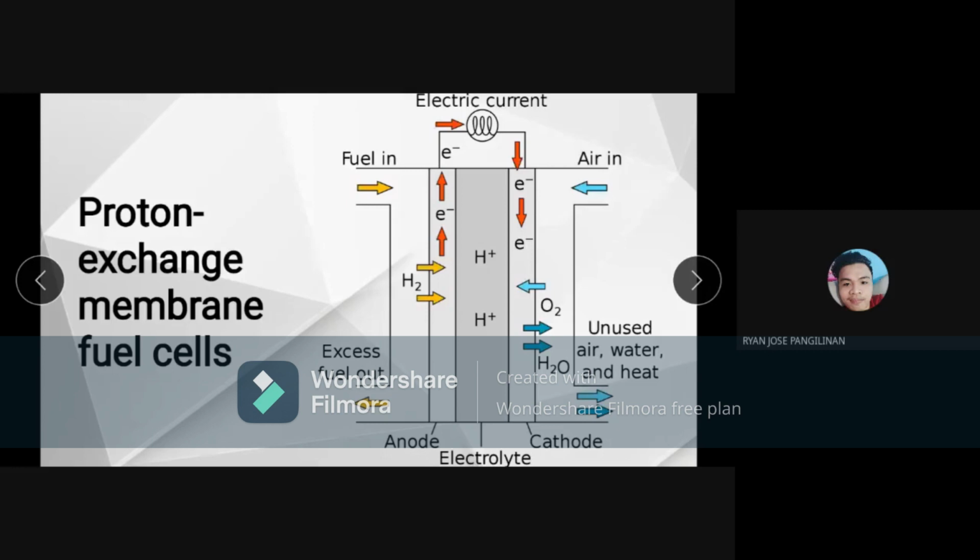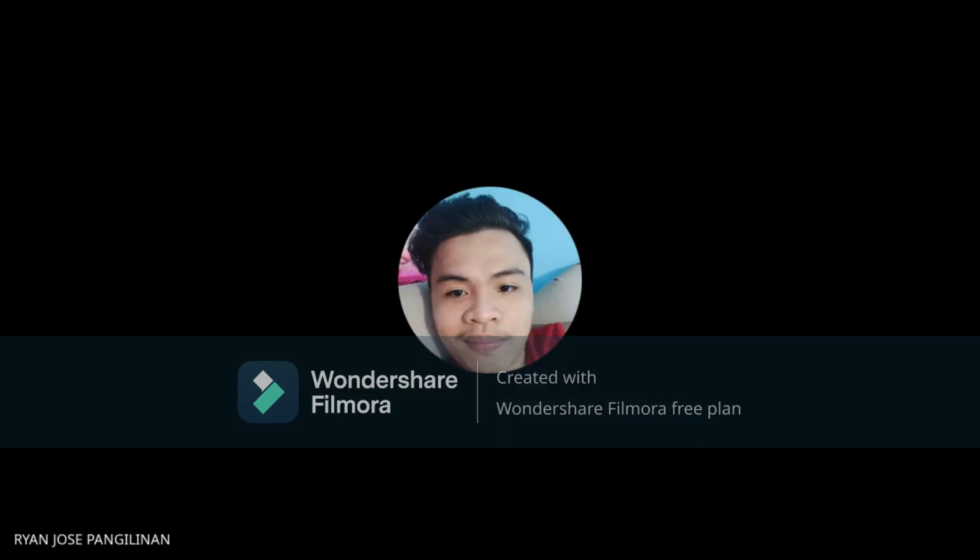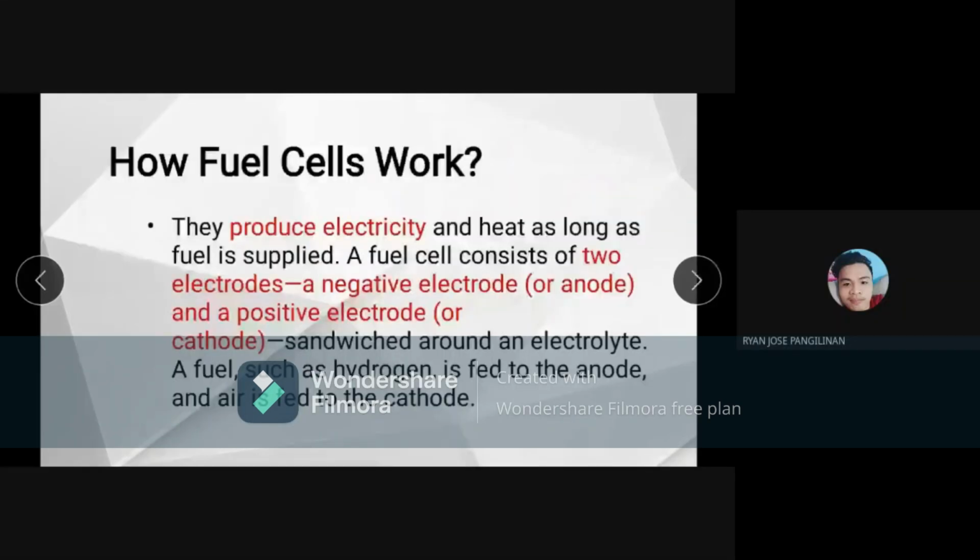Now let's discuss how the fuel cell works. It produces electricity and heat as long as fuel is supplied. A fuel cell consists of two electrodes: a negative electrode, known as the anode, and a positive electrode, known as the cathode, sandwiched around an electrolyte. A fuel such as hydrogen is fed to the anode and air is fed to the cathode.